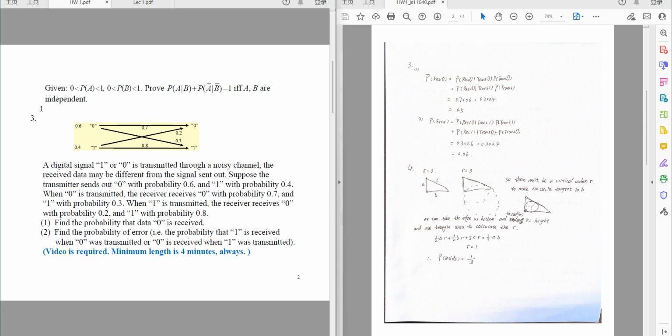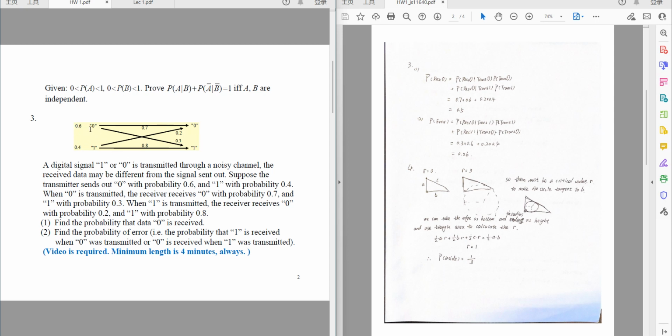In this question, we were given a 0-1 transmission machine, which transmitted correct and incorrect probabilities as shown in the figure. The probability of transmitting 0 is 0.6, and the probability of transmitting 1 is 0.4. And we know the probability properties.